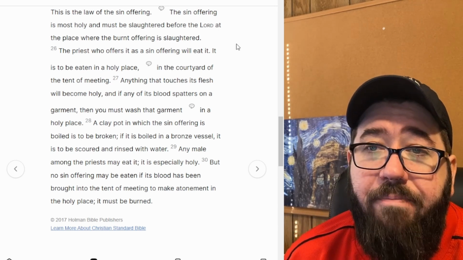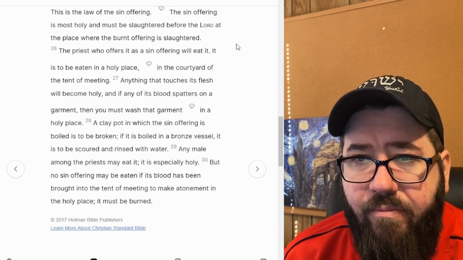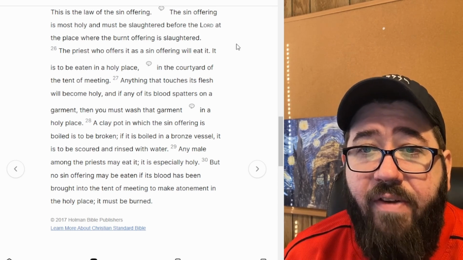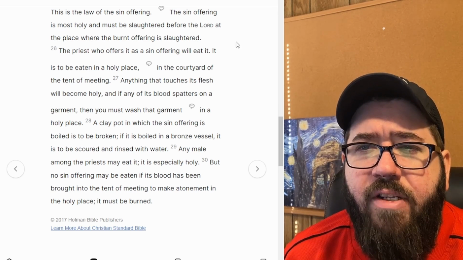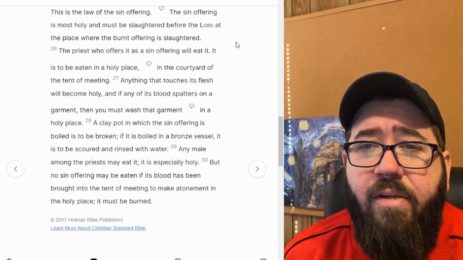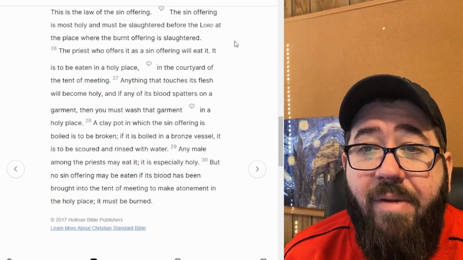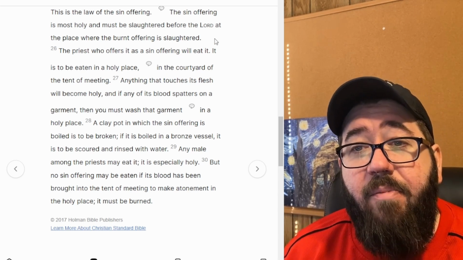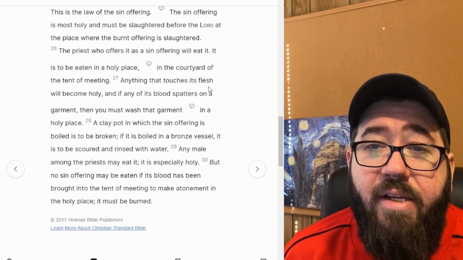A clay pot in which the sin offering is boiled is to be broken. If it is boiled in a bronze vessel, it is to be scoured and rinsed with water. Any male among the priests may eat it. It is especially holy, but no sin offering may be eaten if its blood has been brought into the tent of meeting to make atonement in the holy place. It must be burned."